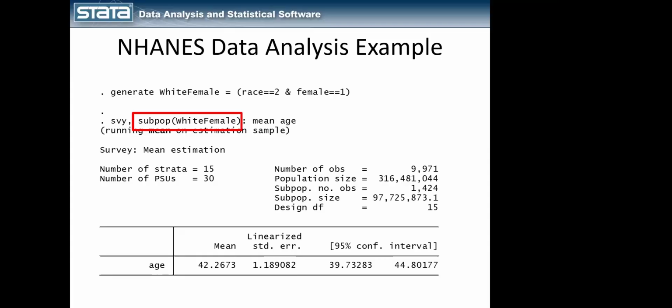So the svy prefix has an option called subpop. What we need to do is forget about the if command. When you're working with survey weights, just do not use if. Use the subpop option if you want to restrict your analysis to a subpopulation. The way I would suggest doing it is to define your indicator variable first: generate white female equals race equal 2 and female equal 1. Then use that indicator variable in the subpop option of your svy prefix.